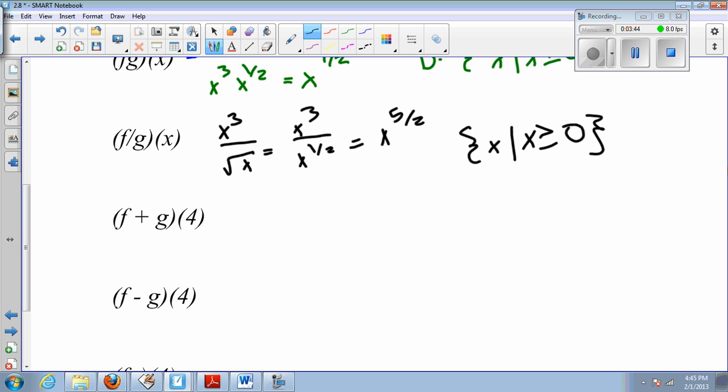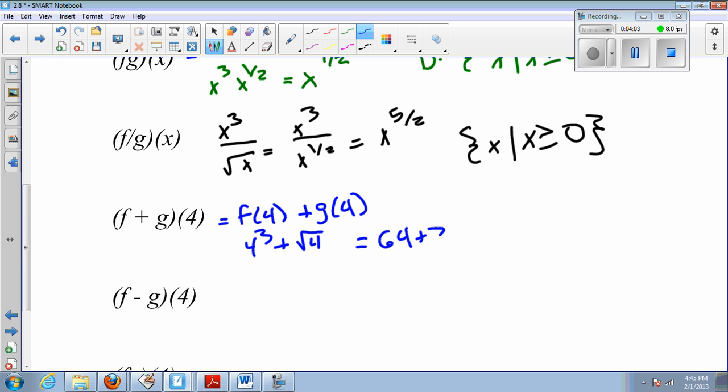f plus g of 4. So now we actually have a number. Before, we just had x. So now we need f of 4 plus g of 4. So we take 4 cubed plus root 4, which goes to 64 plus 2, so we get 66. 66 is your answer, so we don't need to state the domain explicitly.